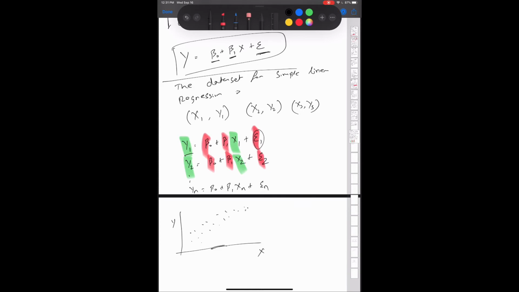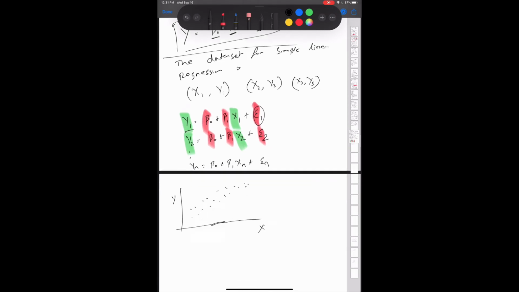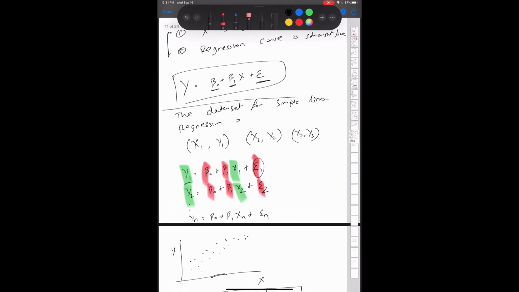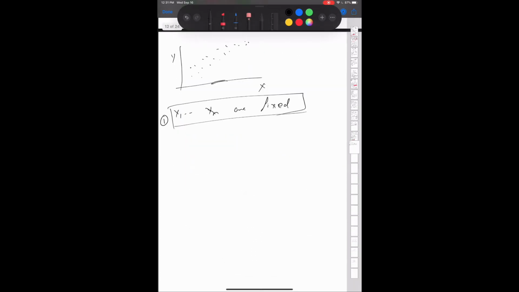What I assume is that these x1 through xn are fixed. What do I mean by that? When I ask you to collect the data, this is how I go about collecting it. The big assumption, the first assumption I make, is that x1 through xn are fixed in the data set. And what does that mean? Let's understand that.